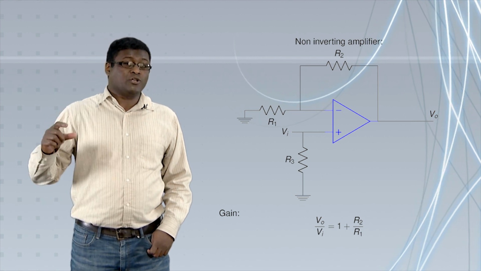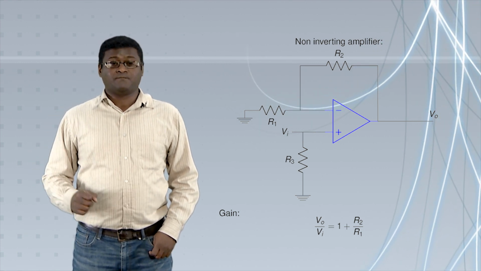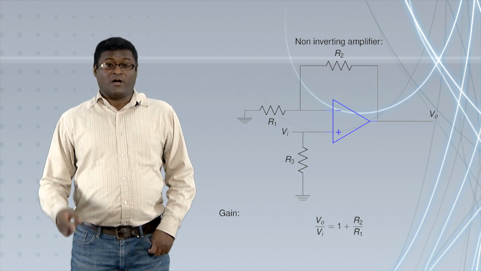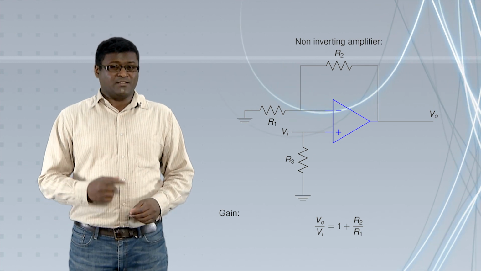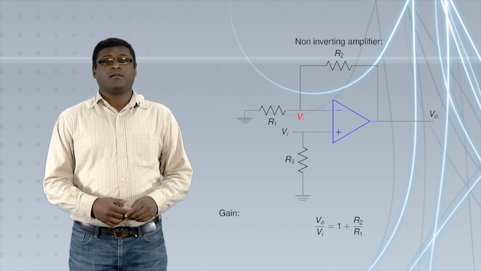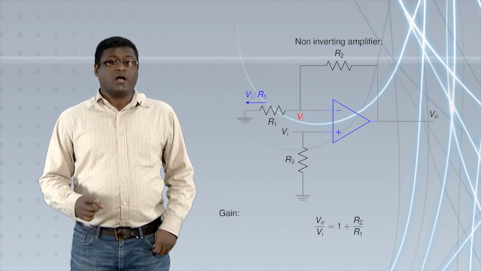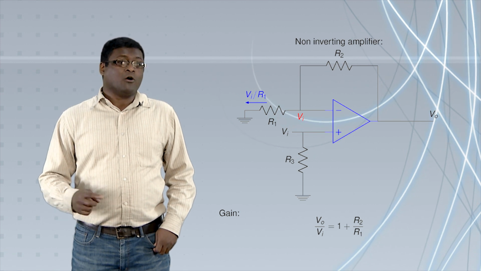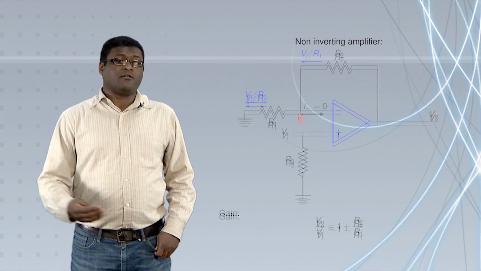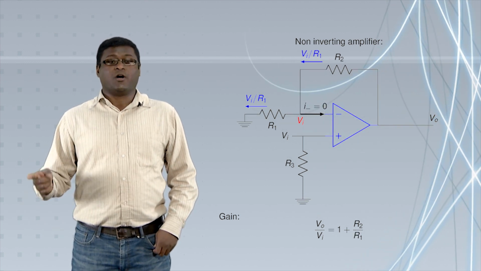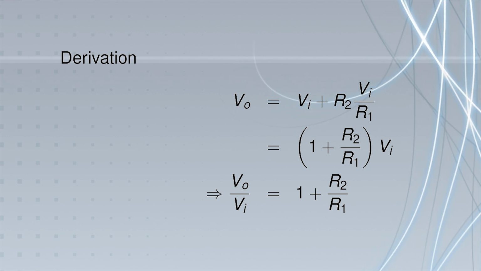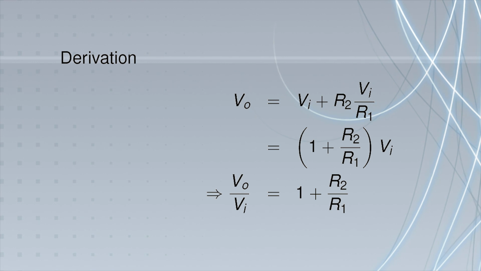So since there is a virtual short between the non-inverting and inverting pin, this immediately implies that the voltage at the inverting pin is also Vi. This means the current going through R1 is Vi over R1. Now, since there is no current coming out or in of the inverting pin, the entire current should be flowing through R2. This means the voltage at the output Vo is Vi plus the drop across R2. You plug in the values and you get the relationship.